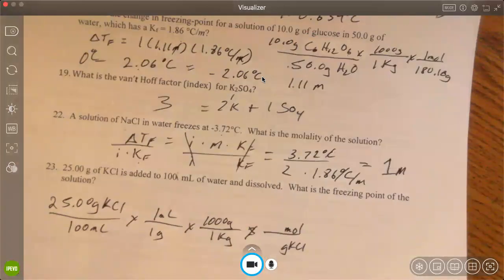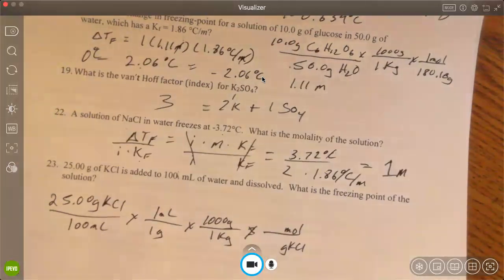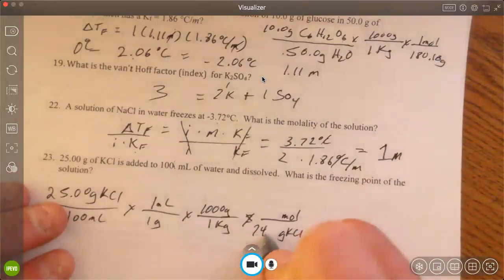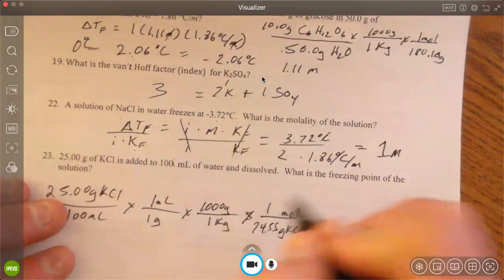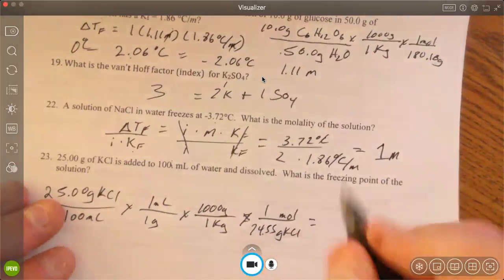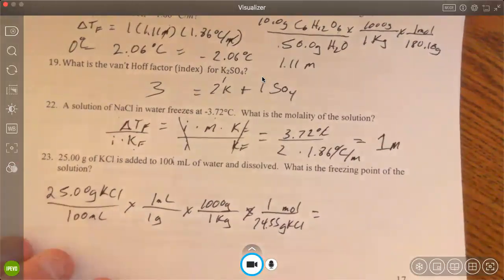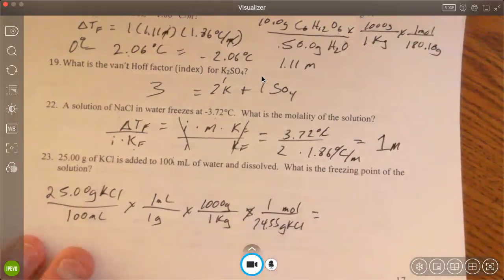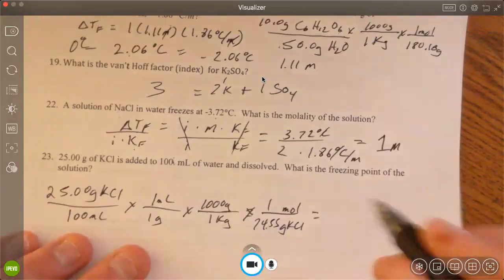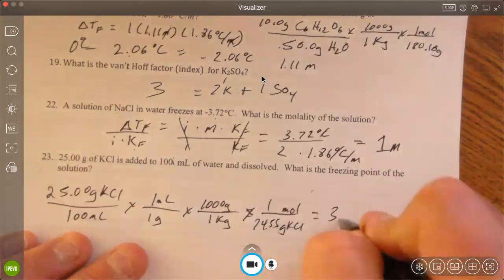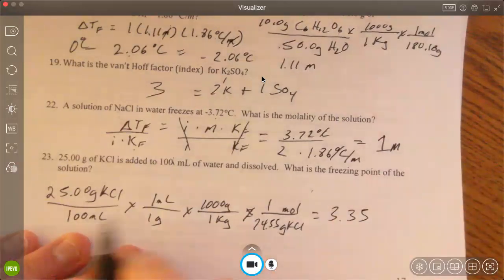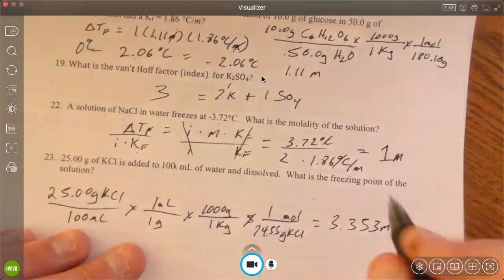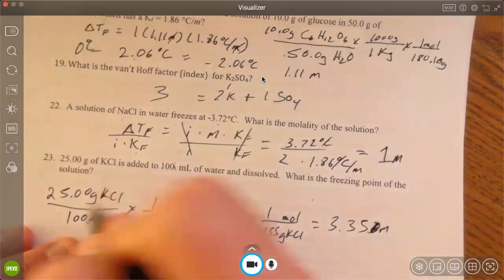35.45 plus 39.10. It's 74.55. 74.55 grams of KCl is 1 mole of KCl. 25 divided by 100 times 1,000 divided by 74.55. It's about 3.3534. 3.353 molal. So all we need is 3 significant digits there.